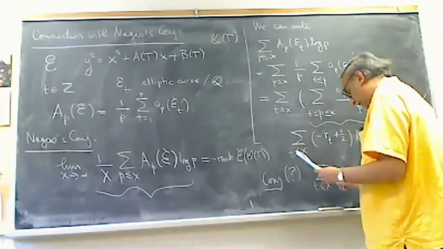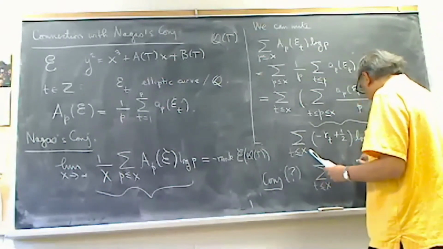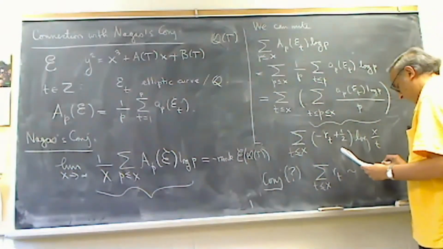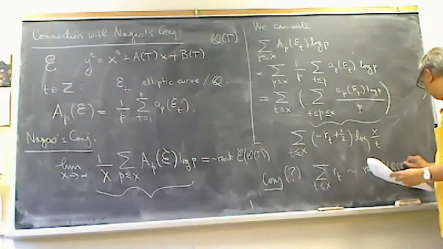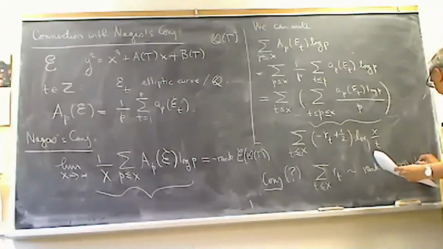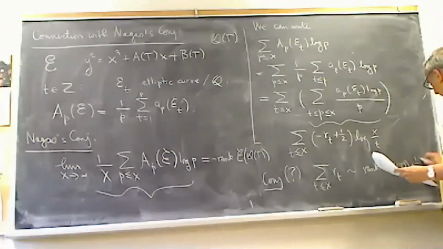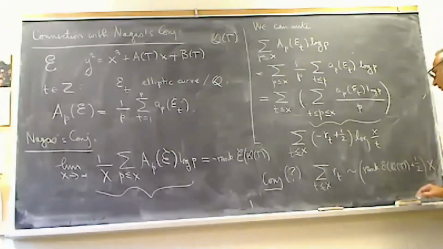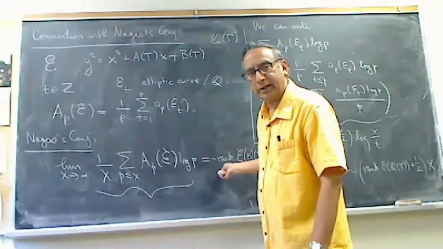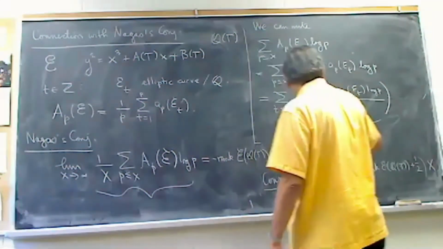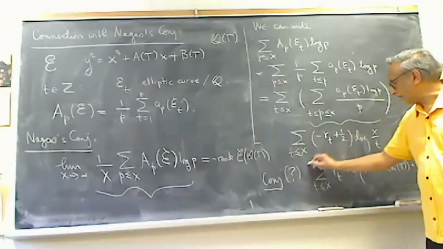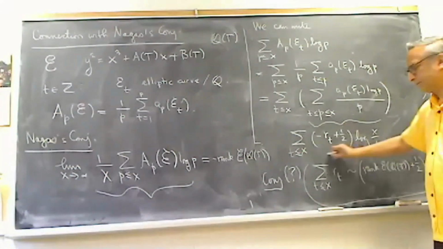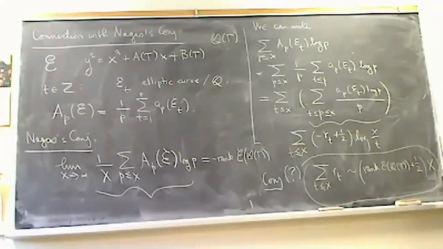But is it true that this R sub t is asymptotic to the rank of E of Q of t, oops, plus a half times x? I mean, if we ignore error terms, that's what it would seem to suggest. If we inject Nagao's conjecture and combine it with the analysis that we just finished doing with the original Birch and Swinnerton-Dyer conjecture, it seems to suggest this.